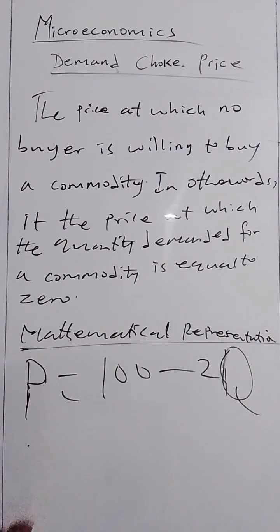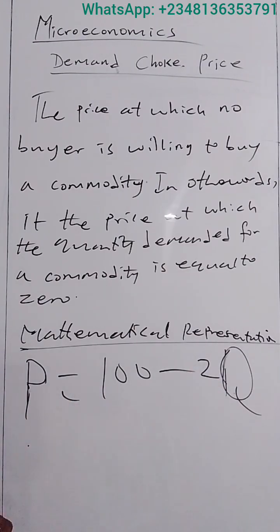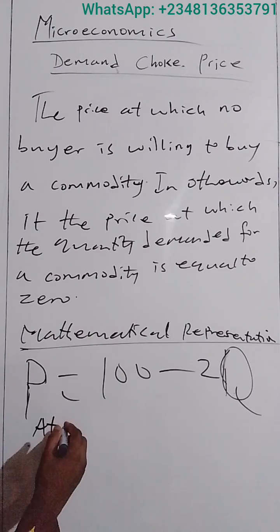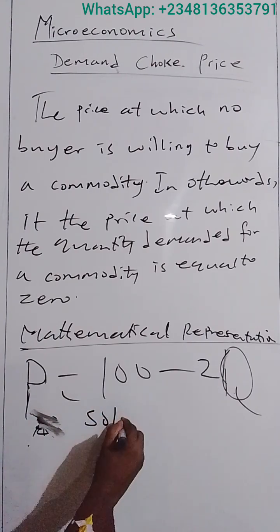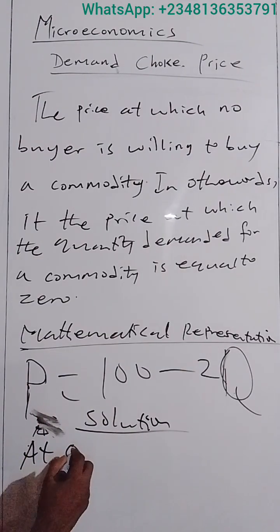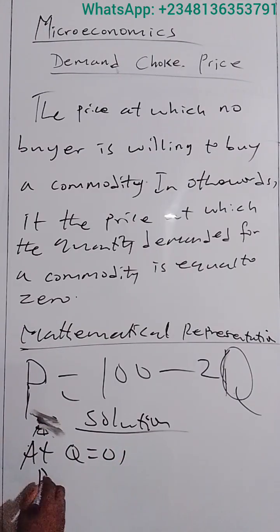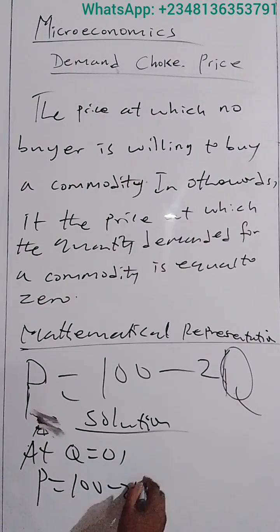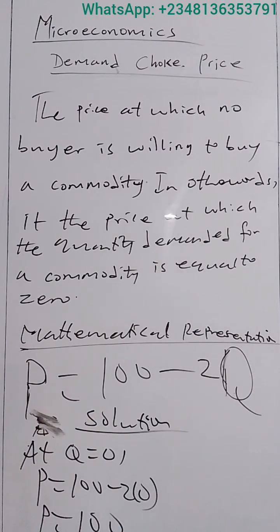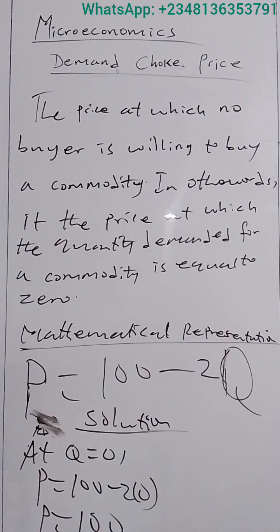Okay, now let's determine our demand choke price. Recall that demand choke price is the price at which Q is equal to 0. So here the solution: at Q equals 0, P is equal to 100 minus 2 times 0. So P is equal to 100. Therefore the demand choke price is 100. Okay, the demand choke price is what? 100. So you can see that it is very simple.